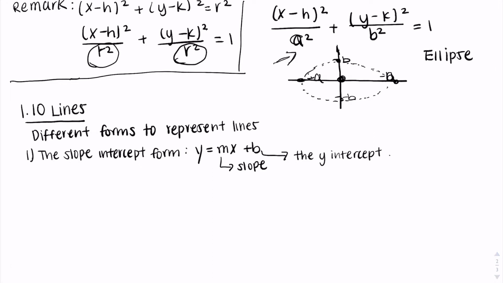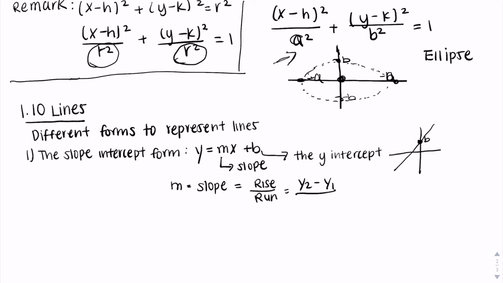So what this will look like is something like this. So this is equal to the y-intercept, and this is the line. So the way you find slope is rise over run. So m is equal to the slope, which is also equal to rise over run, which is equal to (y2 − y1)/(x2 − x1). So that is the formula for finding your slope.